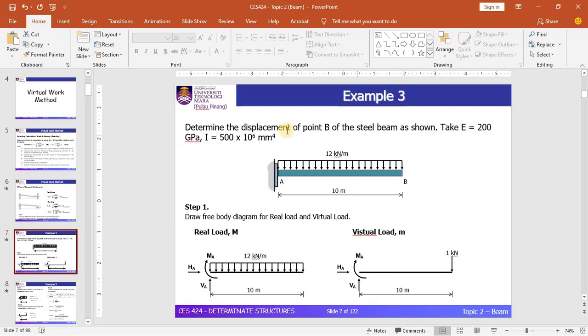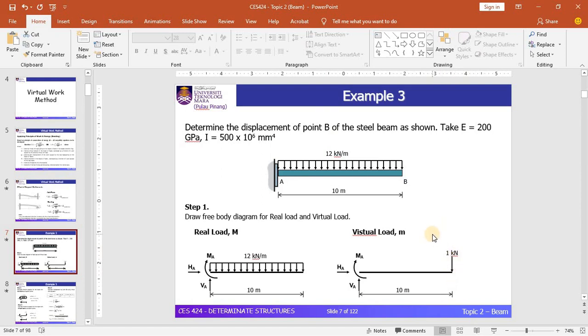Since the equation is asking about the displacement of point B, I can say that this is a vertical displacement at point B. You need to apply one unit load at point B, which you can see in this diagram. So, one unit load at point B.